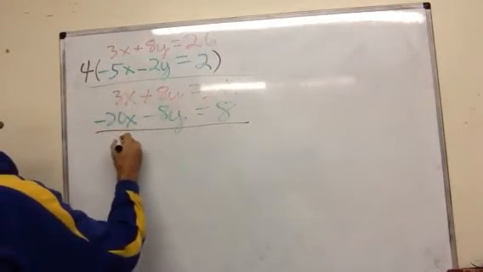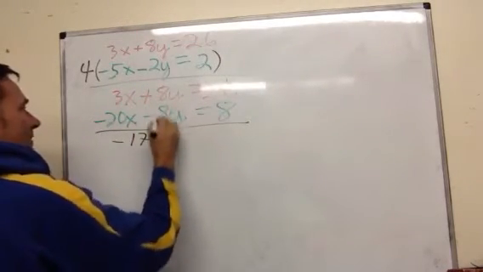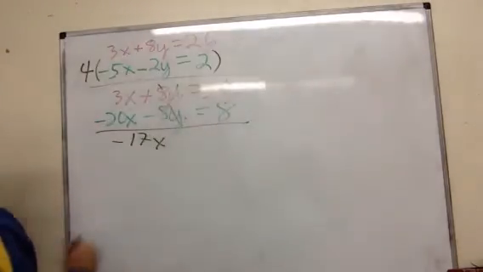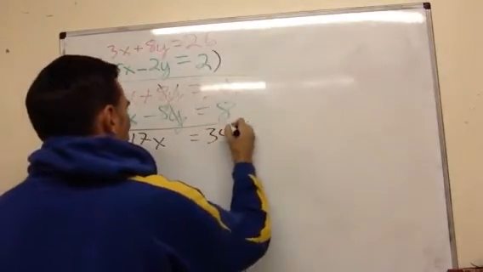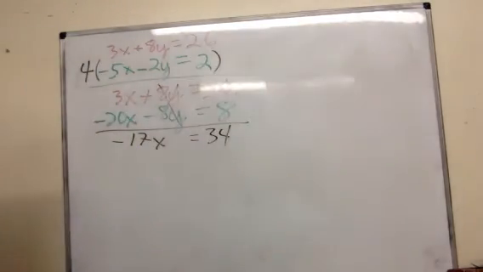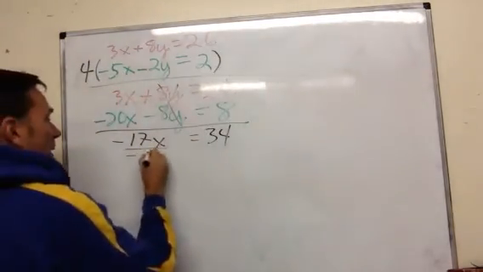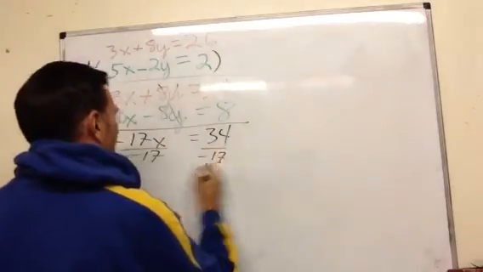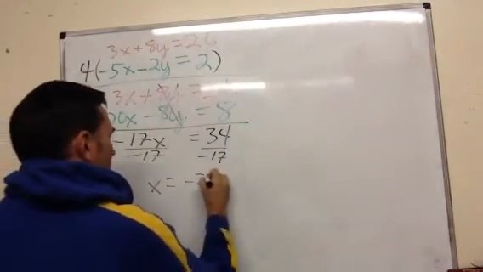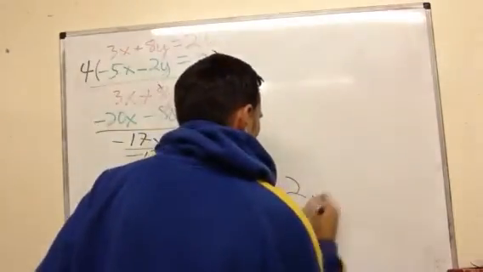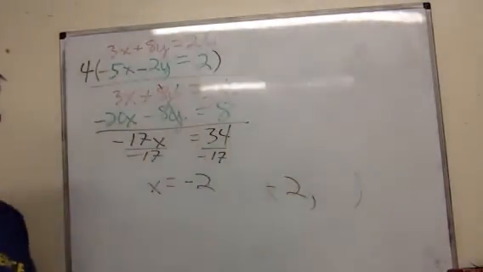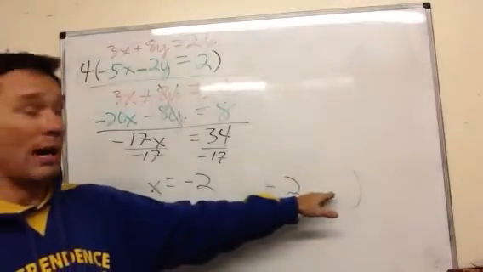3x and negative 20x is negative 17x. These cancel out. And 26 plus 8 equals 34. Now this is easy to solve. Divide both sides by negative 17. And we get an answer of x equaling negative 2. So that's part of my answer, an ordered pair. Still need to find y.